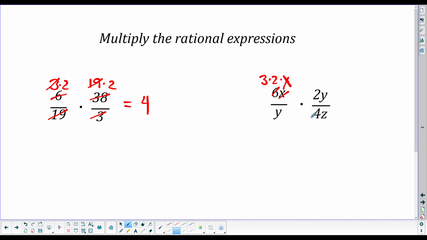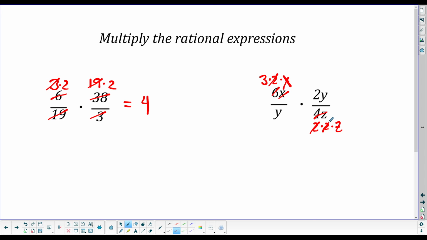And then I can do the same thing with 4 here. I can write this as 2 times z, okay? And so I can look to see if there's common things here. So there's some things I can see. I can see I've got a 2 here and a 2 here that can cancel out.